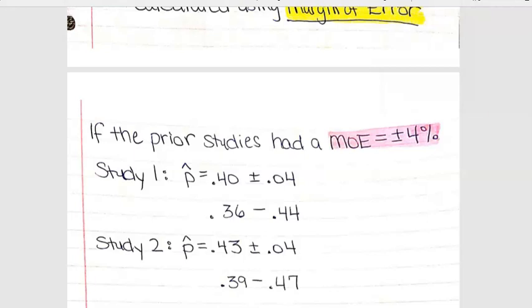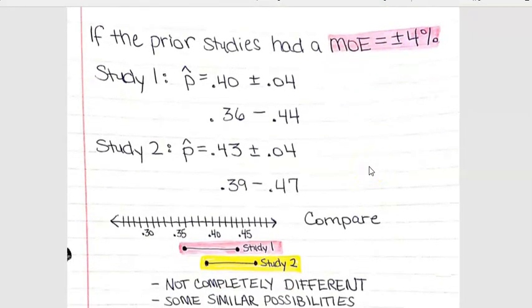So plus or minus 4% means that our statistic could have been off by 4% above or below, right? So our margin of error is always a plus or minus number because we know our statistic could be off, and it could be off by being too high or by being too low, right? The statistic I gave was 0.4. So we could add and subtract our 4% here.